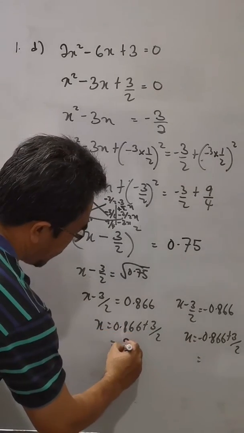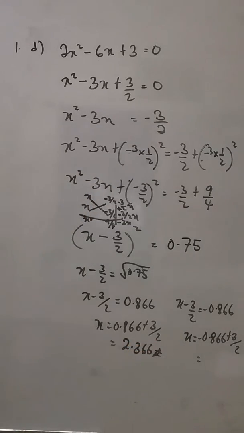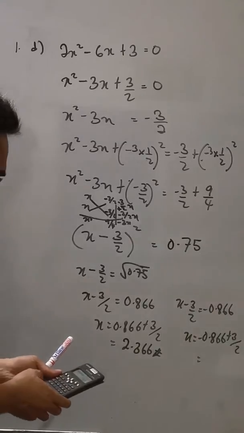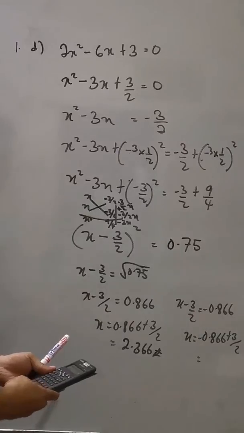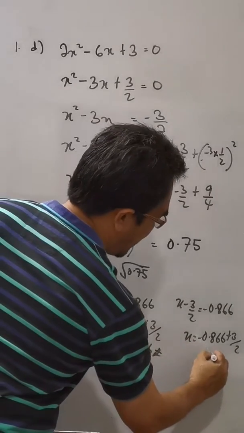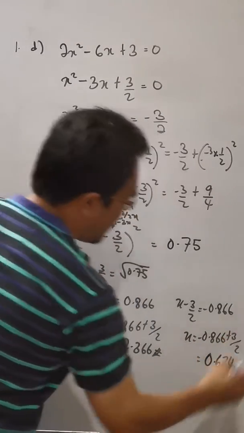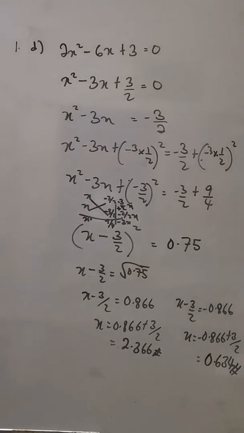2.366. That is one value. For the negative, 0.866 plus 1.5 will be negative 0.866 plus 1.5, which is 0.634. Okay, so we have the two roots of the quadratic equation.